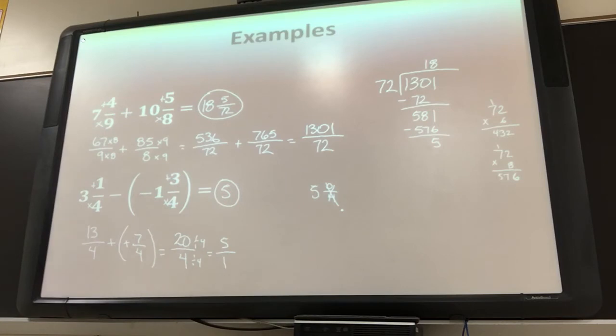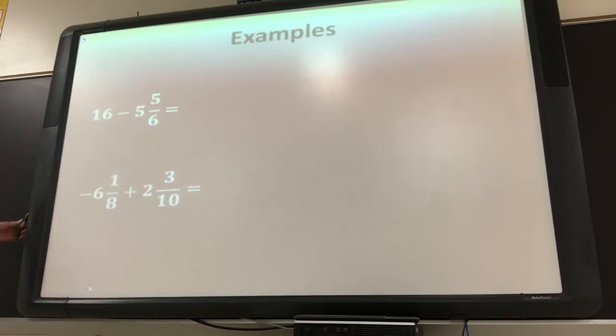Okay? So any questions with mixed numbers so far? So change to improper fractions, get a common denominator, and then we're just doing what we did yesterday, basically. So go ahead and do those next two on your own. First of all, 16. Anybody have an idea what we should do with that? Chris? One. Yes, write it as 16 over 1. Then change 5 and 5 sixths to an improper fraction and get a common denominator. So just put that 16 over 1 and then work with that.